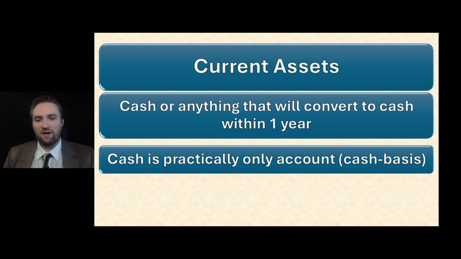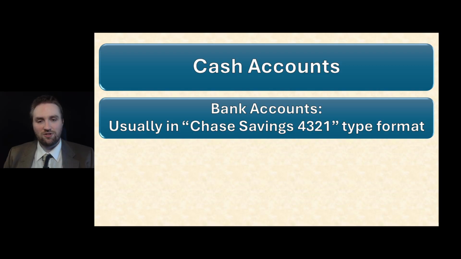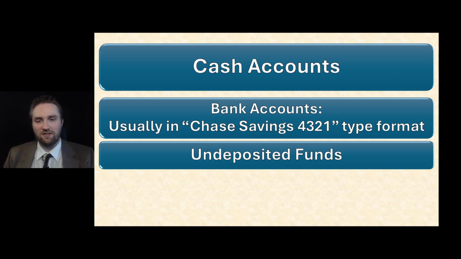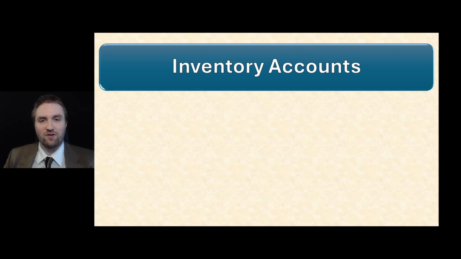So, common current asset accounts are cash, usually broken into specific types such as bank accounts, usually the bank name, the type, and the last few digits, such as Wells Fargo checking, 1234, Chase Savings, 4321, and so forth; undeposited funds, or cash that hasn't been deposited yet; and petty cash, which is just cash that is readily available and easy to access. Inventory.